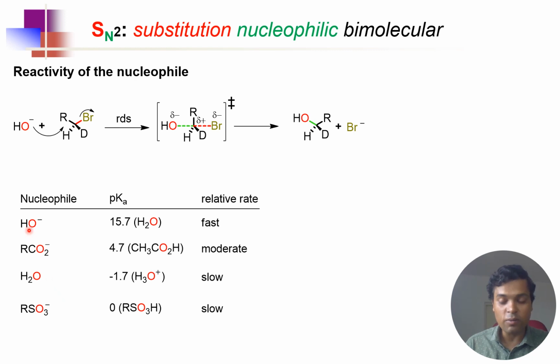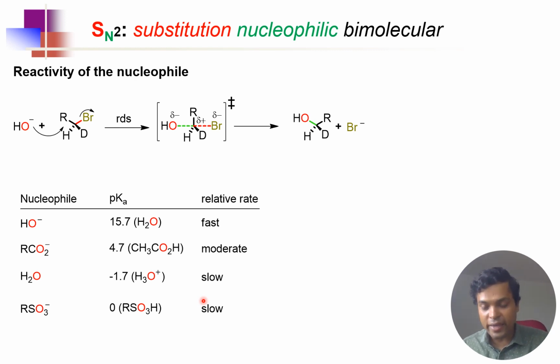In the other case, when you have the hydroxyl anion, this is actually highly unstable. The electron density is there on the oxygen and it can easily donate to the carbon center, and that's why when you use a nucleophile like OH minus, the reaction is very fast. When you use carboxylate, you can see the pKa drops down to 4.7. It is moderate. Now when you go to water or sulfonate, the reaction is very slow.